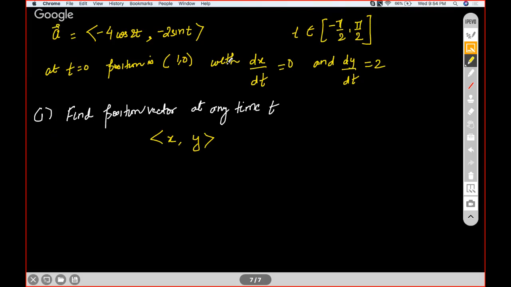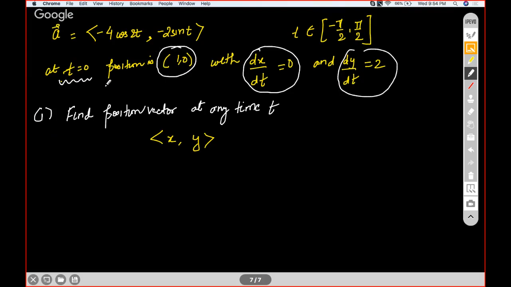Note that these conditions are given at t equal to 0, so don't start using it in general. At this moment, your dx by dt is 0, and dy by dt is 2, and the particle is at 1 comma 0. Not in general. Many people will make the mistake, oh, dx by dt is 0, that means x is a constant, right? So that's a mistake. Because it is at this position that dx by dt is 0, not always.